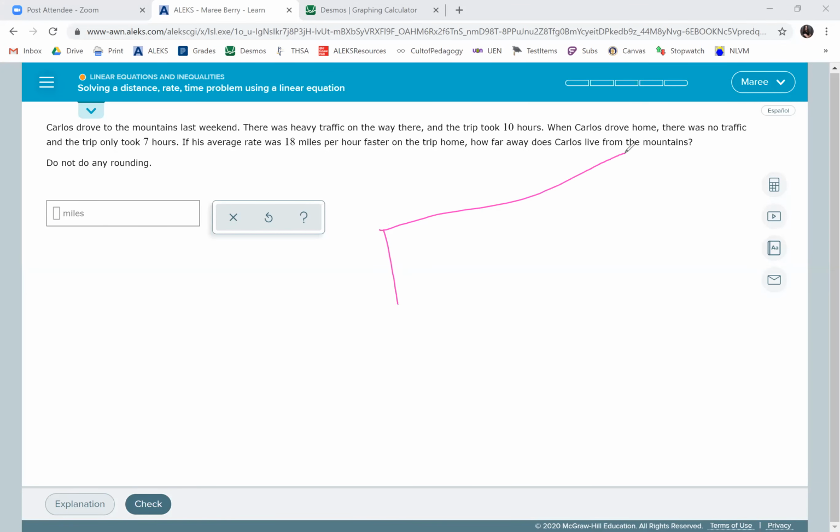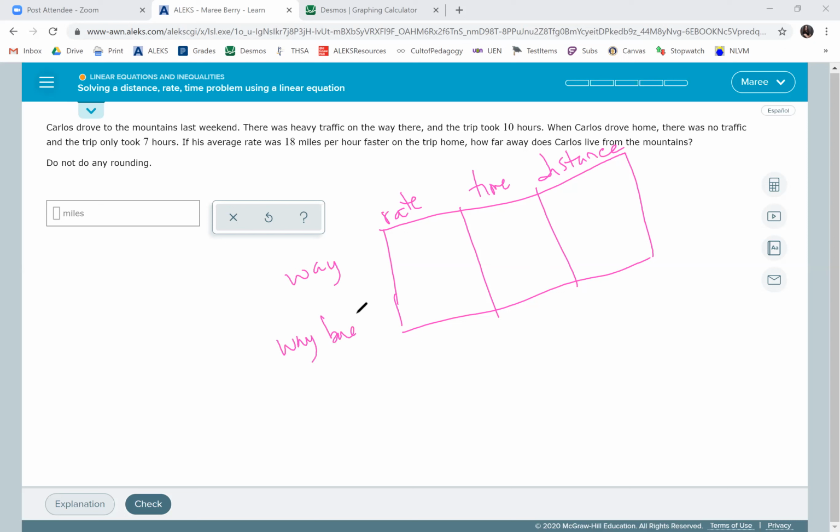Okay, so let's do our table. So we had rate, and then we had time, and this is our distance, okay? So on the way there and the way back. So we know that on the way there, the trip took 10 hours, and on the way back, it took 7 hours. So if his average rate was 18 miles per hour faster on the trip home, so that means on the way, if he went whatever rate he went, it was 18 miles per hour faster. So we're going to add that.